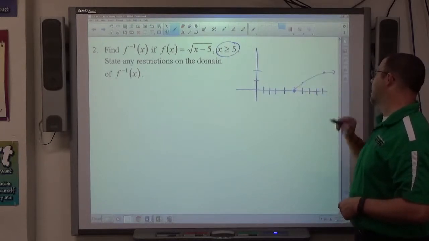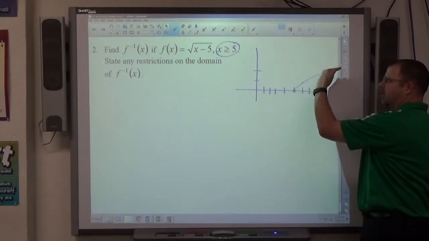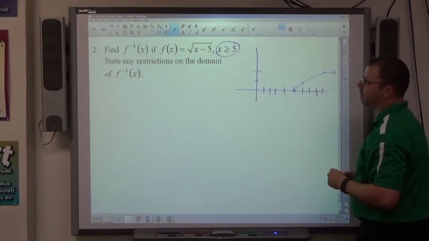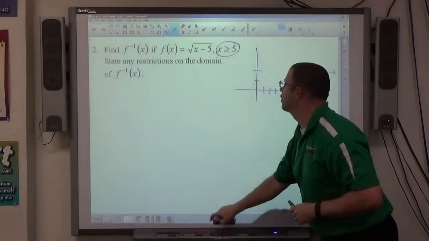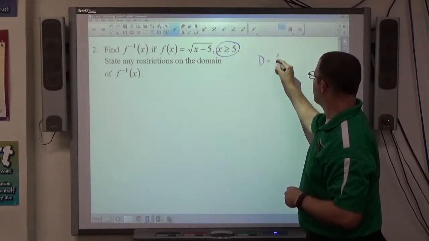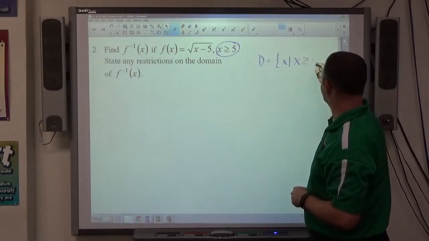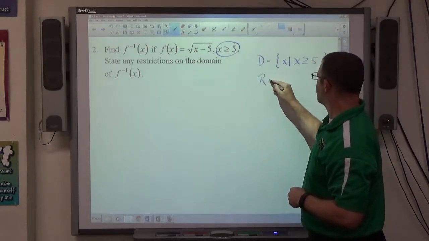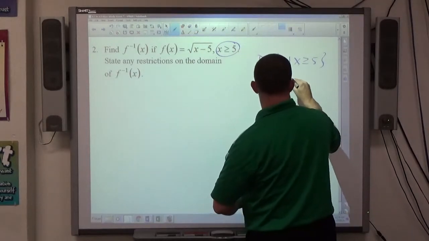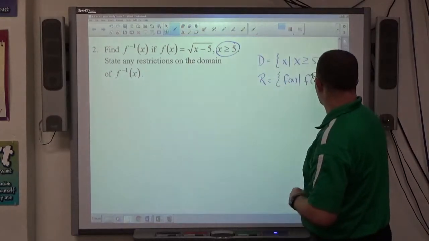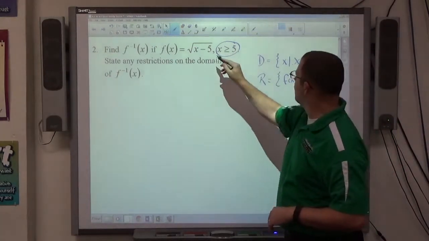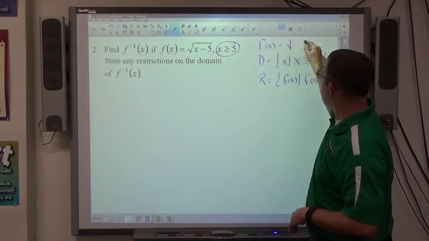Just if you can imagine what the graph looks like, it's increasing forever. So as x continues to get bigger, y is going to continue to get bigger all the way to infinity. So as far as domain and range of the original function are concerned, the domain is what they gave to me. Domain is the set of all x such that x is greater than or equal to 5. The range is the set of all y, not y, f of x. Set of all f of x such that f of x is greater than or equal to 0. Again, this is for f of x equals the square root of x minus 5.